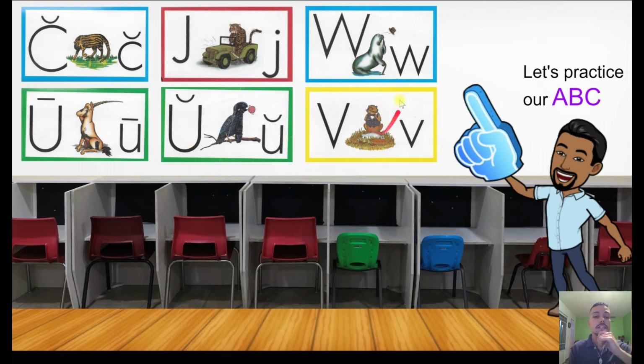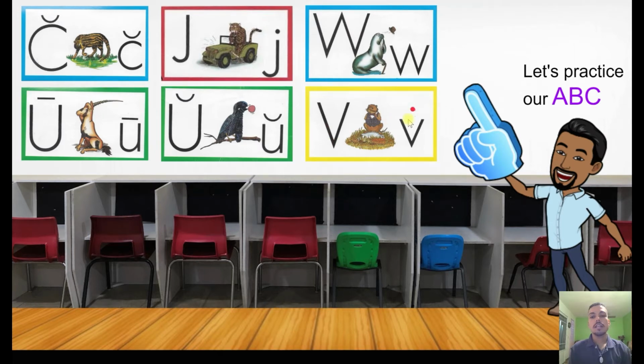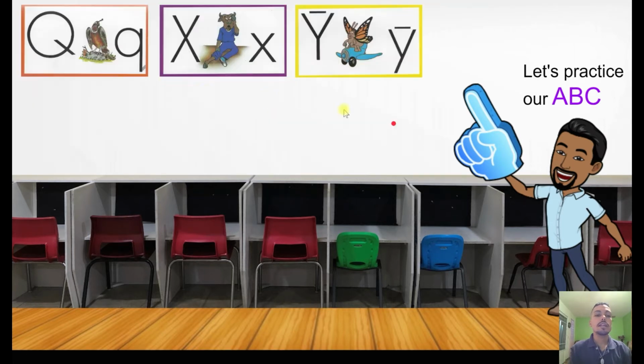The next one here, its name is vole. Vole. And vole has a letter that sounds v, v, v, v. The letter V sounds v, v, v, v. Very good. Okay, the next one here, its name is quail.